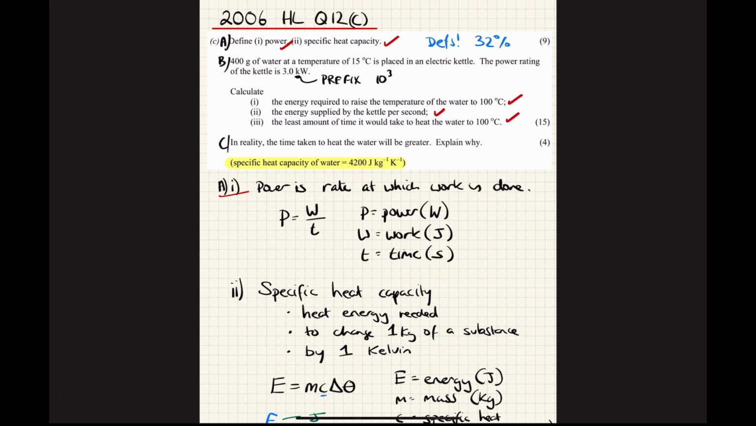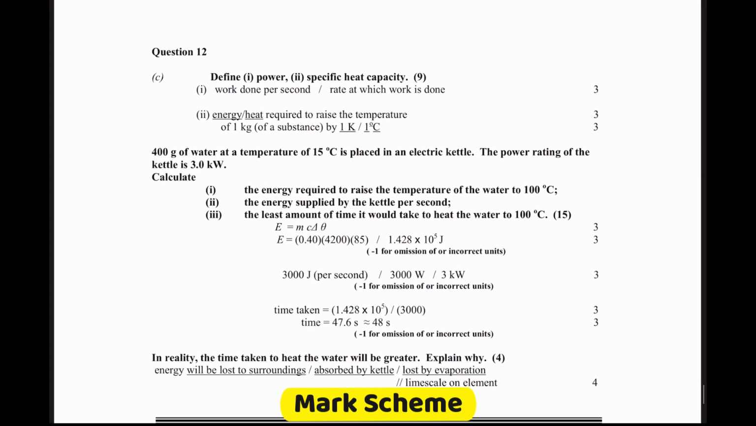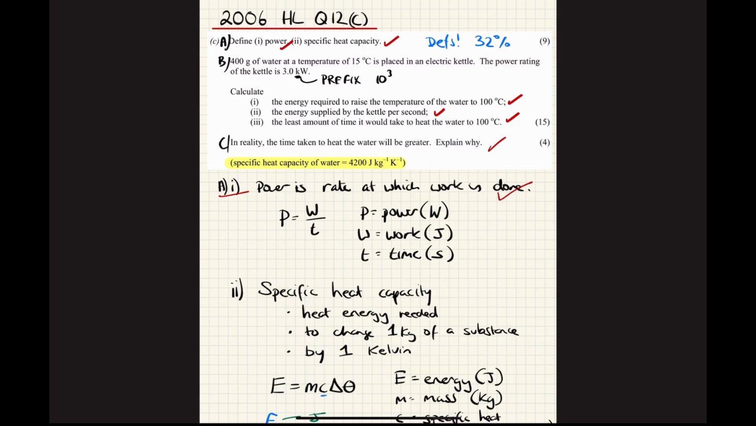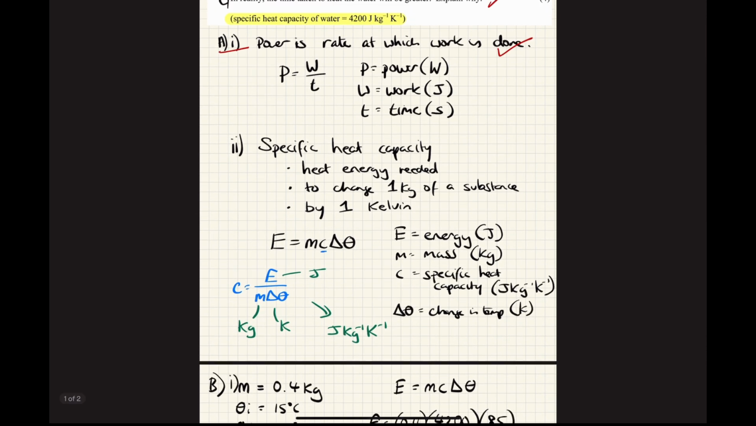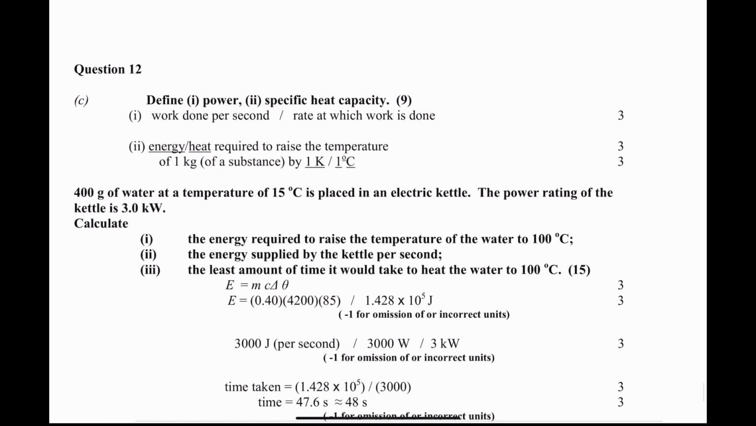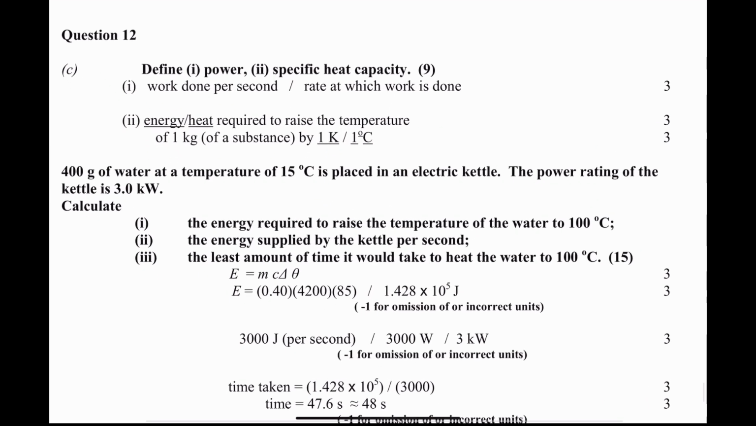So let's have a little look through and see how we did in the mark scheme. So to find power, work done per second, or rate at which work is done. So rate at which work is done, that's what I had done. And it is work done per second as well. You can plug that in for extra safety. Like I said here, without being there that year, can I say whether or not they would have awarded the marks if you put the equation? I can't say, so I think you should always learn the definition. Energy required to raise the temperature of 1 kilogram of a substance by 1, and like I said here, 1 Kelvin or 1 degree Celsius, both were accepted.